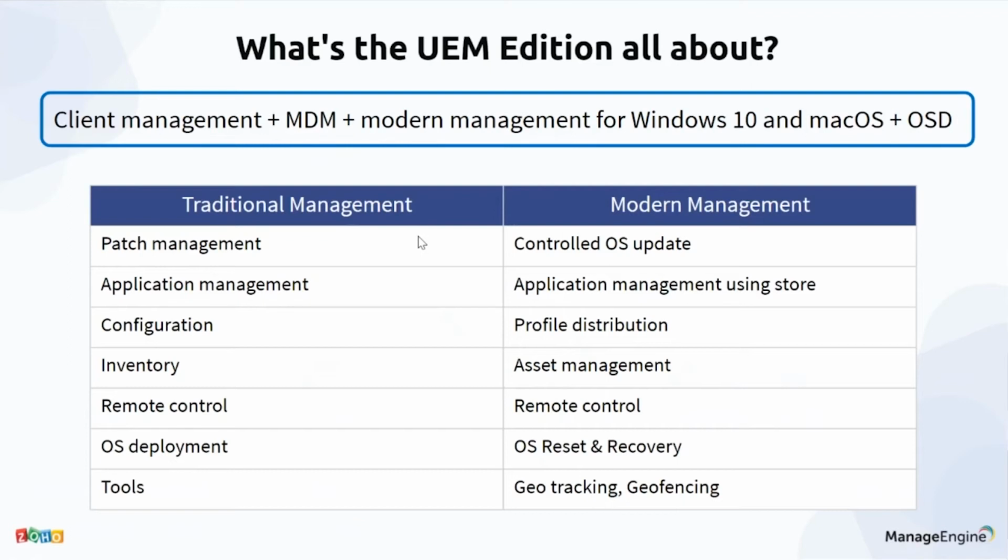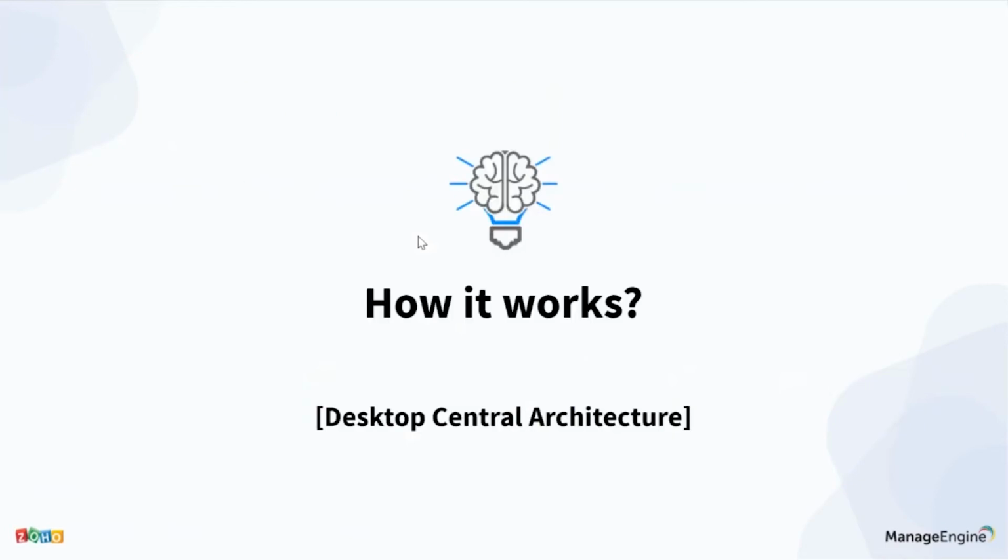Similarly, endpoints can be managed with modern management too. With Windows 10 operating system support for modern management, it also supports features like geo-tracking, geo-fencing, managing store applications, profile distribution to enforce restrictions, and operating system reset and recovery. So let's see how Desktop Central works in a typical enterprise.